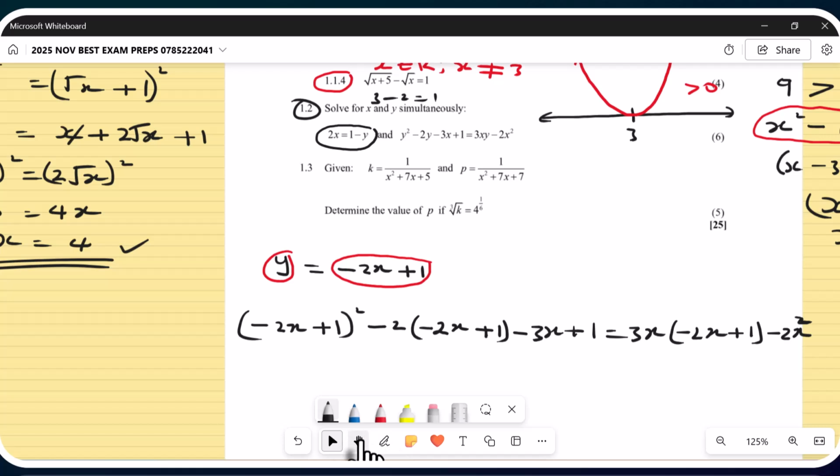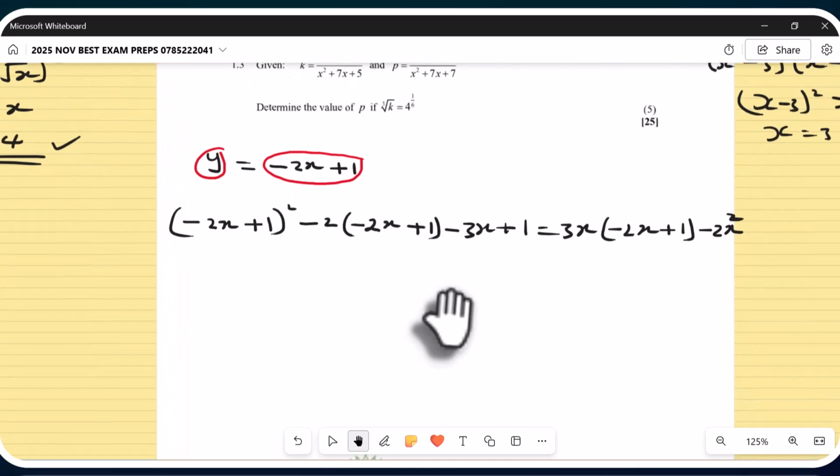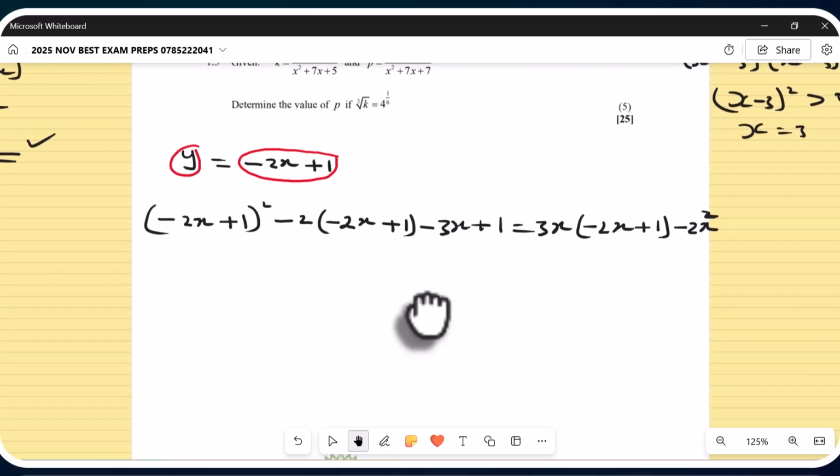Minus 4x and 4x, they cancel out. Then the positive 3x becomes negative 3x, so minus 3x minus 3x gives me minus 6x. Okay, are we together? Then this one, plus a 1, that is a 2, minus a 2, they cancel out with these 2 here. And what is left then? Equals to 0.